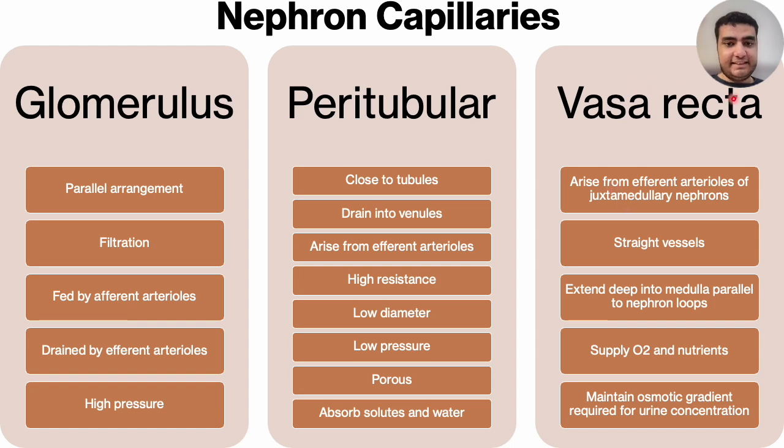Finally, we have the vasa recta, and we previously mentioned them. Vasa recta, recta means straight, vasa means vessel, so they are straight vessels. And they not only supply blood and nutrients to the loop of Henle, but they also maintain the osmotic gradient that allows for the concentration of urine.